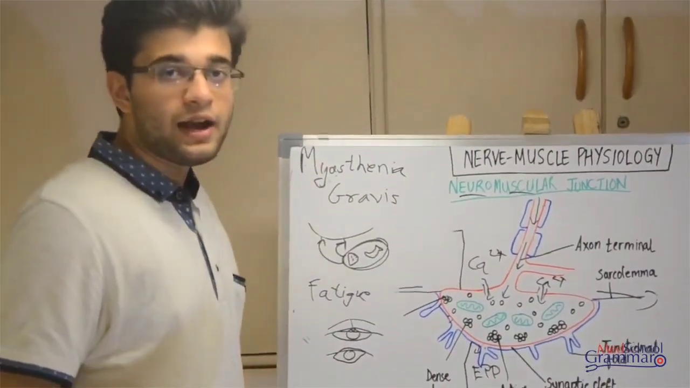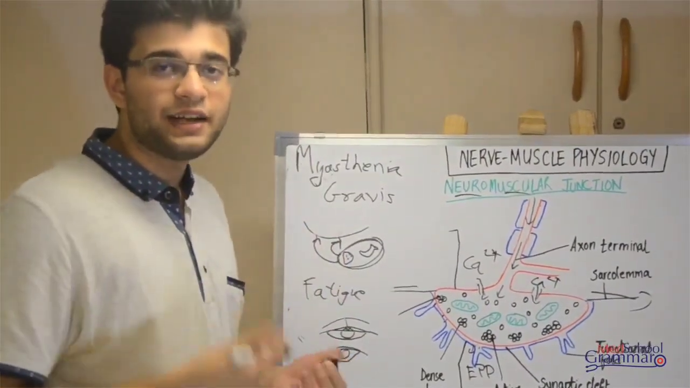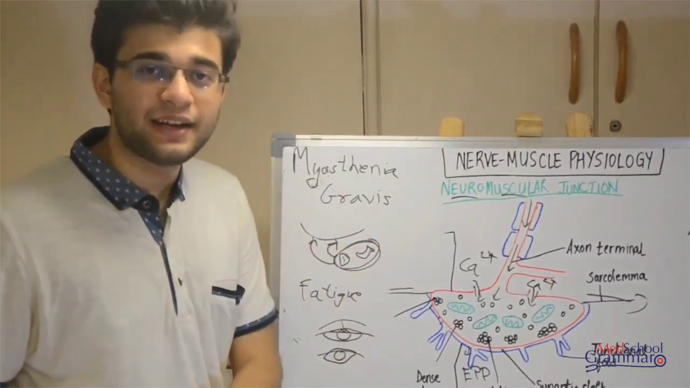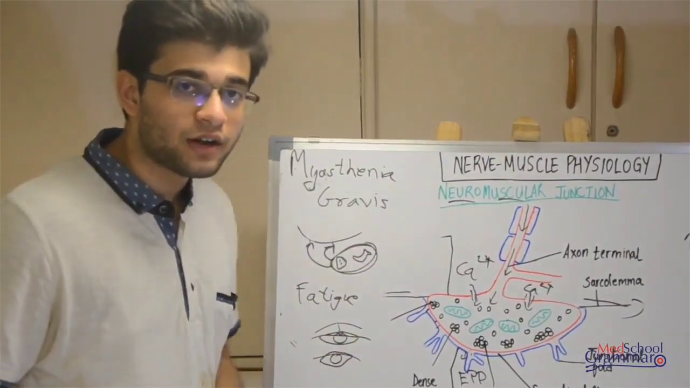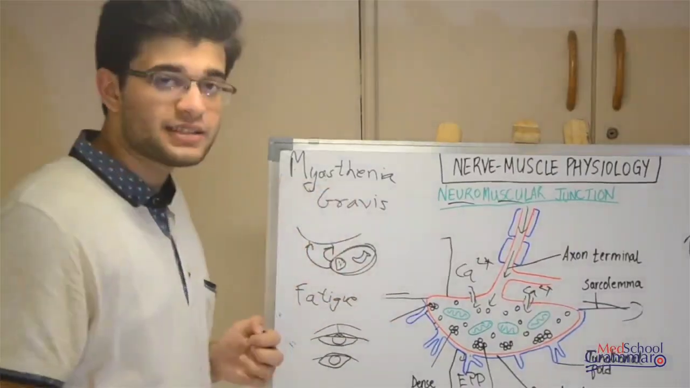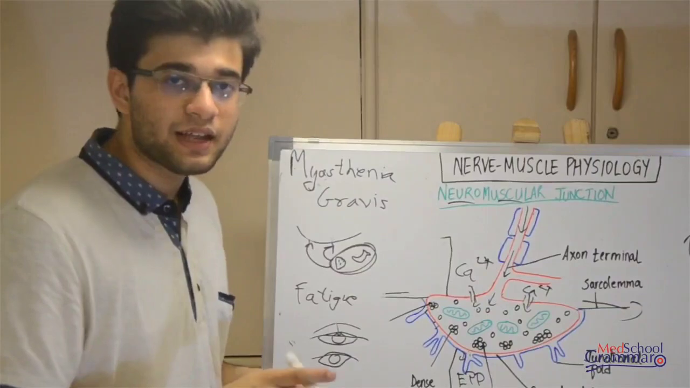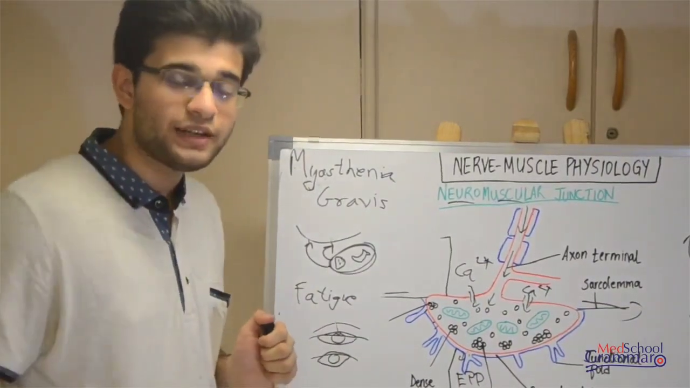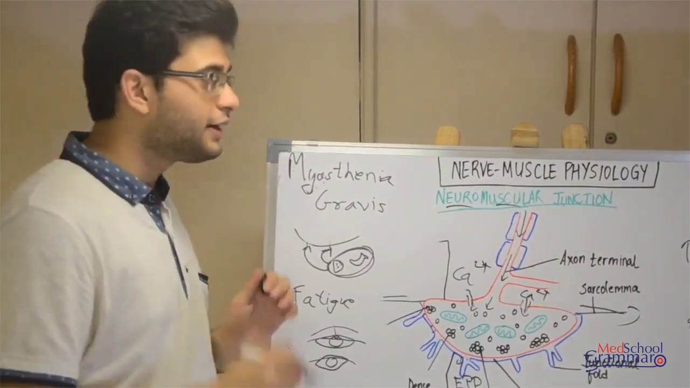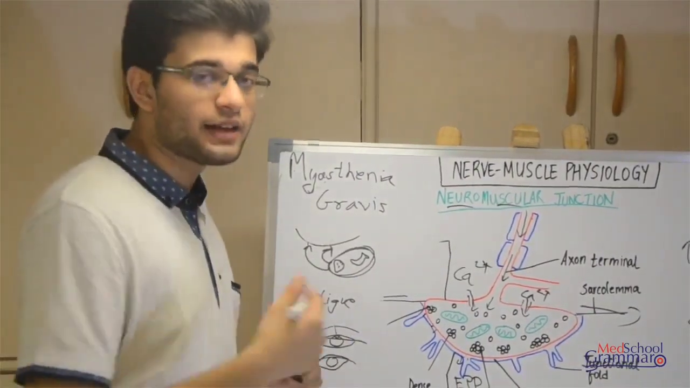And what happens in the progressed state? In the progressed state, if there is involvement of the respiratory system, it can lead to respiratory failure that can lead to death. This is what happens in myasthenia gravis. So how do you treat this? To treat myasthenia gravis, you give them anticholinesterase drugs.